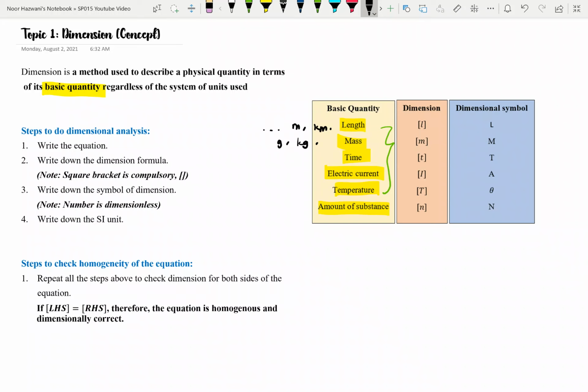Okay, apa step yang we have to follow in order to do dimensional analysis? Dimensional analysis ni maksudnya kita nak check dimension lah. Kita nak describe quantity tu dalam physical quantity yang paling basic. Macam mana kita nak check dimension untuk certain quantity? So first thing first, you have to write the equations. Kalau contoh dia bagi area, so you have to write down the equation of the area. For example, area is panjang darab lebar.